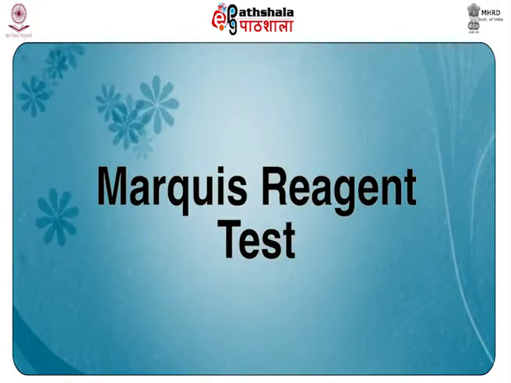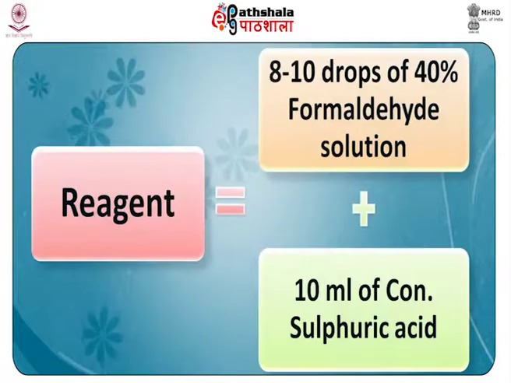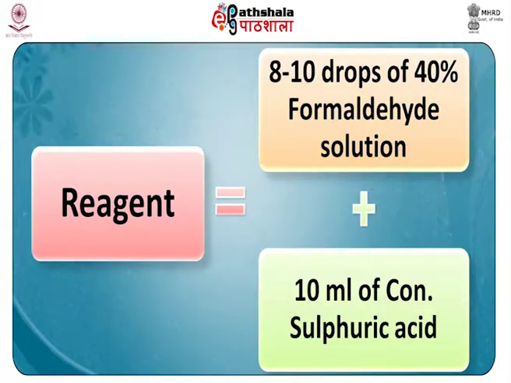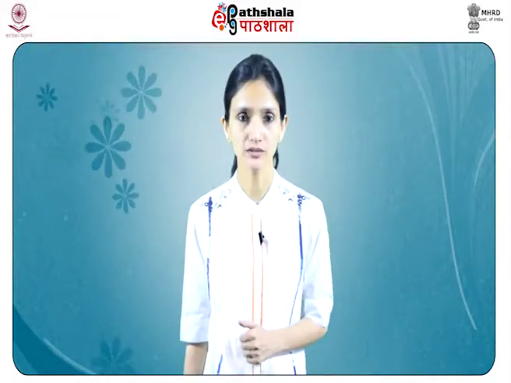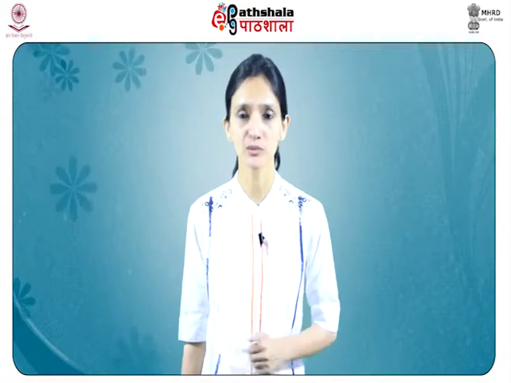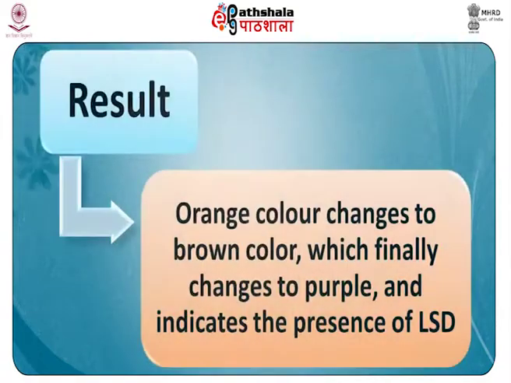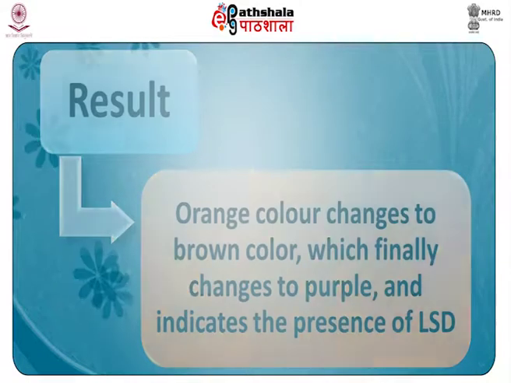Second is the Marquis reagent test. Preparation of reagent: 8 to 10 drops of 40% formaldehyde solution is added to 10 ml of concentrated sulfuric acid. Procedure: take an appropriate amount of the sample or a few drops of Marquis reagent. Orange color changes to brown color, which finally changes to purple, indicating the presence of LSD.